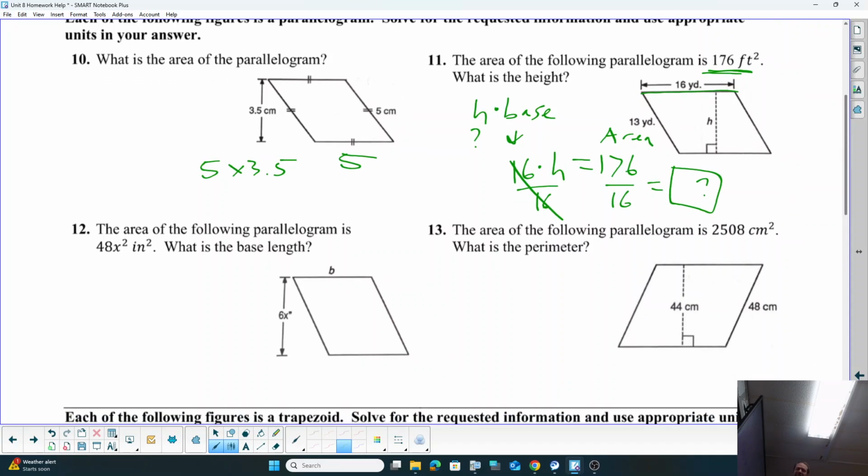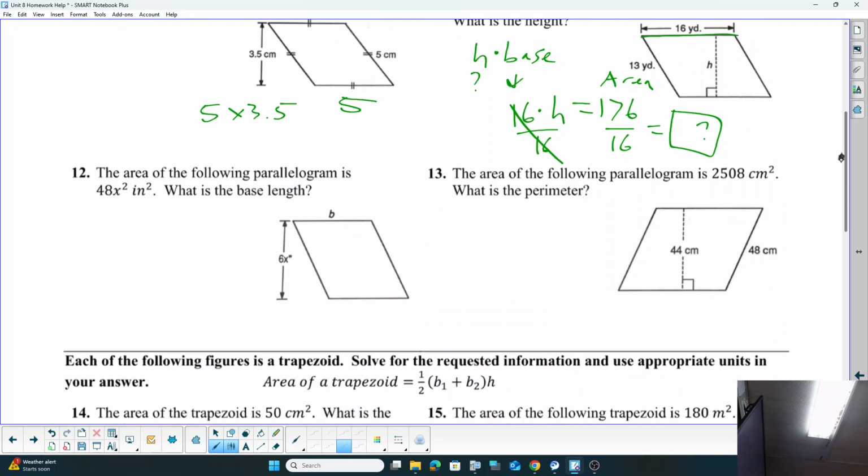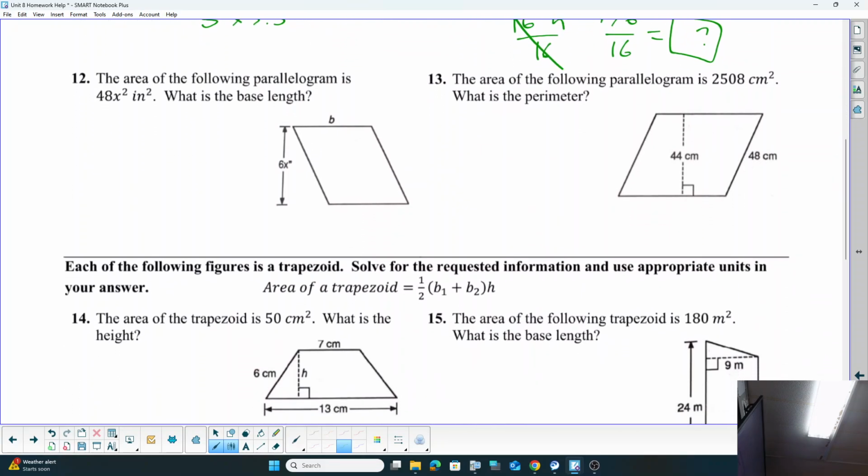So plug in 176 divided by 16. Plug it in your calculator. You got this. What is the area of the following parallelogram? The area of the following parallelogram is 2,508.